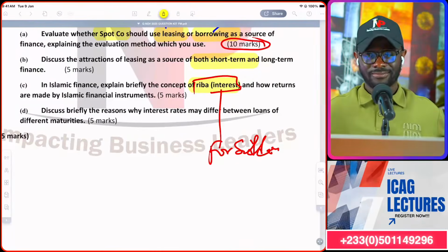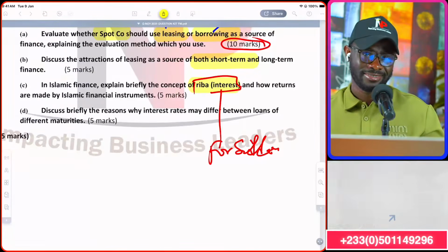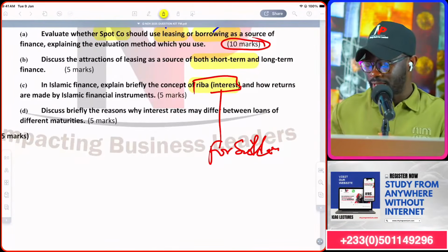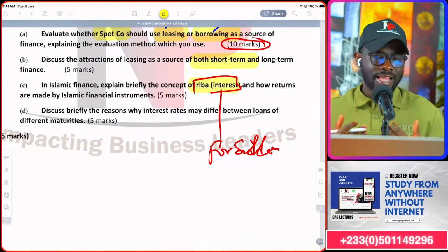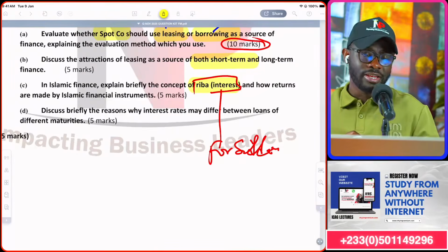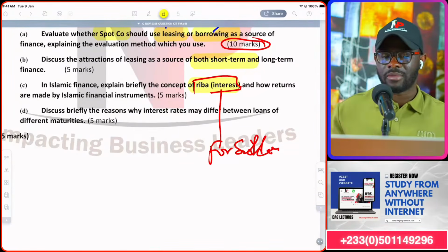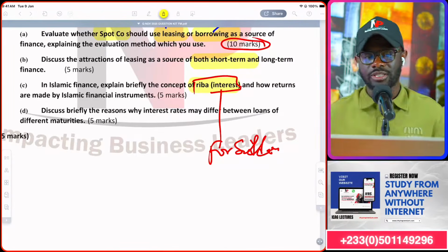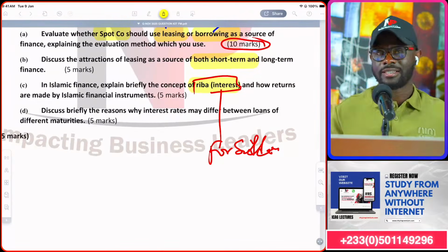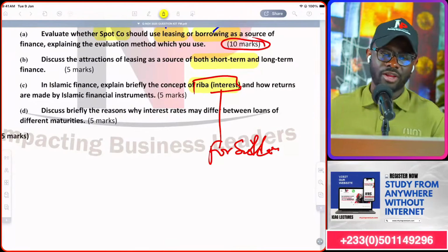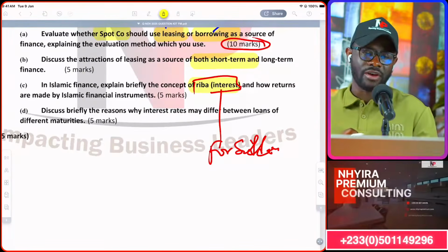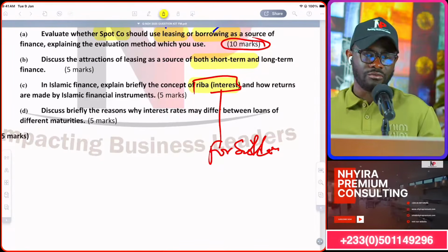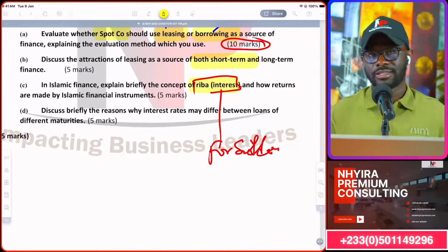That's all about Islamic finance. Then the last aspect of this question says, discuss briefly the reasons why interest rates may vary or may differ between loans of different maturities.